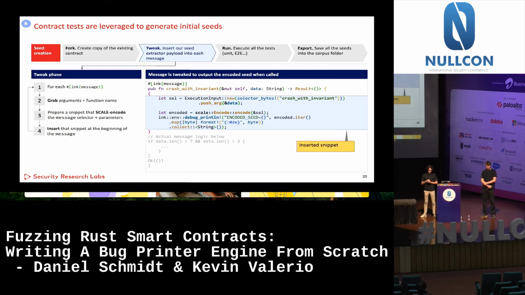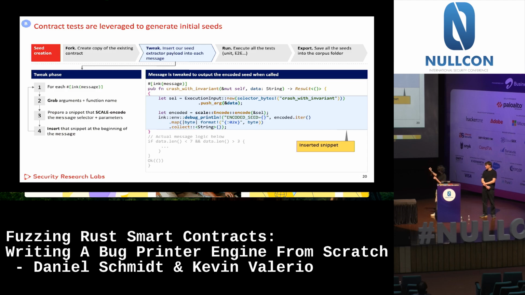So for this, we leverage the tests. We basically take our contract and we parse the source code, also with the syn crate, and we insert that code that you can see here. Now, what does that code do? Well, it's pretty straightforward. It just takes the function name, crushed with invariants, right? Then it appends the parameters. Here you can see data.